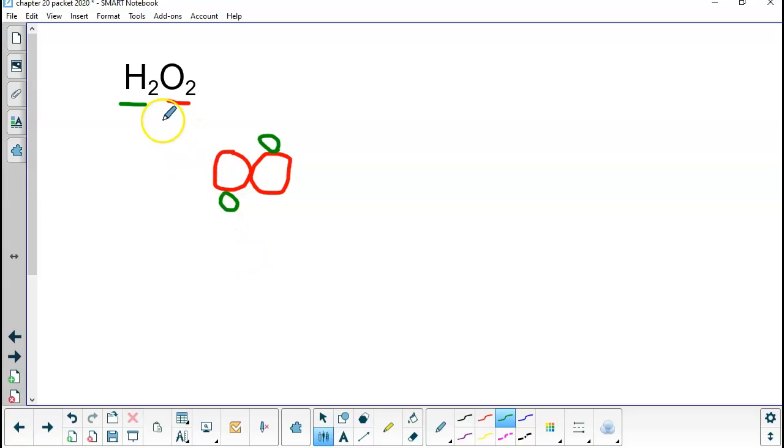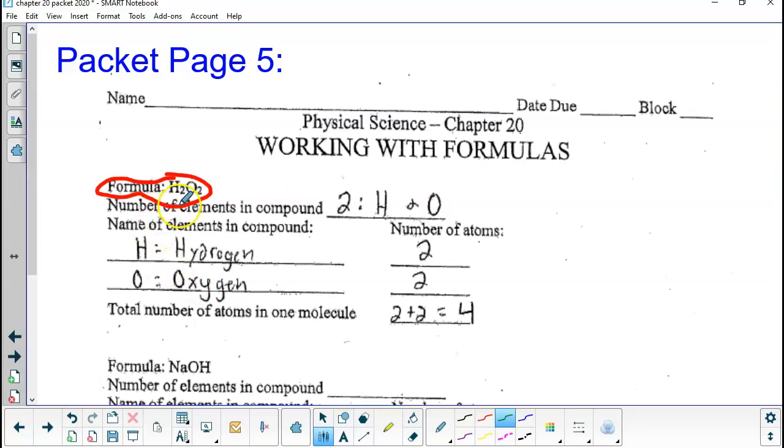Okay, so if I have H2O2, that means I have 2 hydrogen atoms and 2 oxygen atoms hooked together. So the subscript number goes with whatever's in front of it. So this 2 goes with the H's, this 2 goes with the O's. All right, so on your worksheet here, that's kind of what we have laid out.